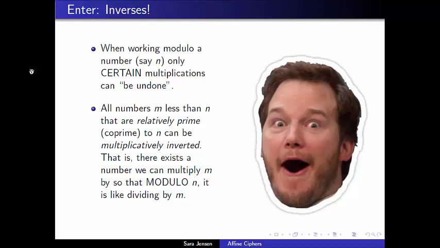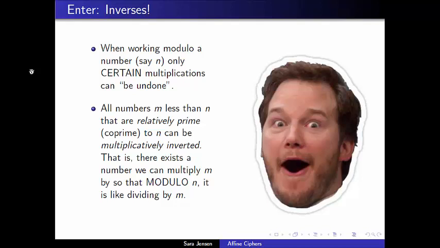And it turns out that it's the numbers less than n that are relatively prime, or co-prime, to n that can be multiplicatively inverted. In other words, the only way I'm able to undo a multiplication that happened is if that number is co-prime to the modulus. Now, if you'll remember what it means for two numbers to be co-prime, it means that the only thing that divides both of them is the number 1. For example, numbers like 10 and 21.